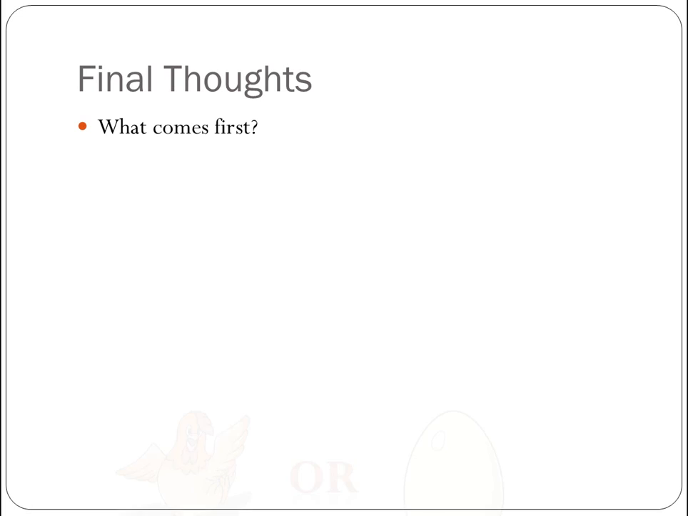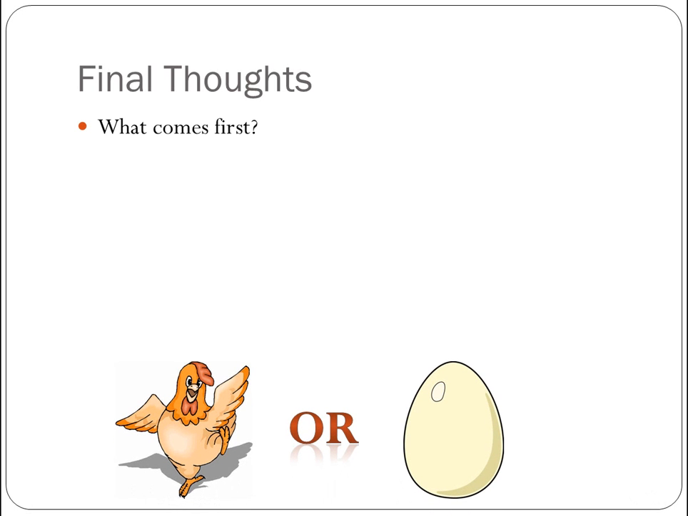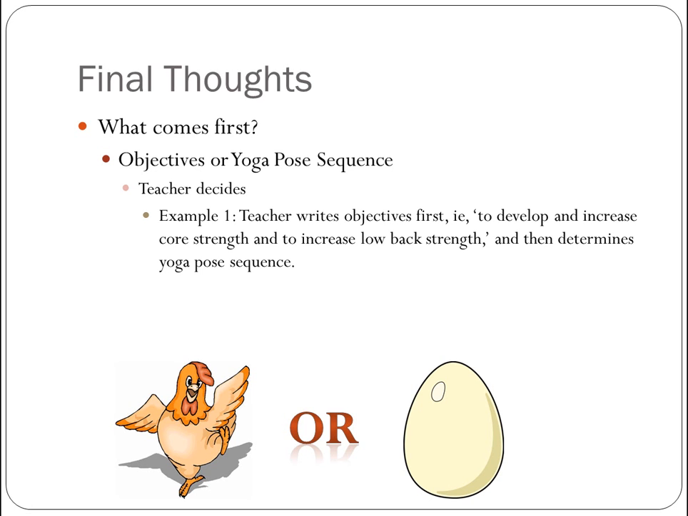So, what comes first? The objectives or the yoga pose sequence? It is really up to the teacher. The teacher may decide on the objectives first and then determine the sequence of poses. For example, the teacher may want the objectives to be to develop and increase core strength and to increase low back stability. Based on these objectives, the teacher would write the sequence of poses.